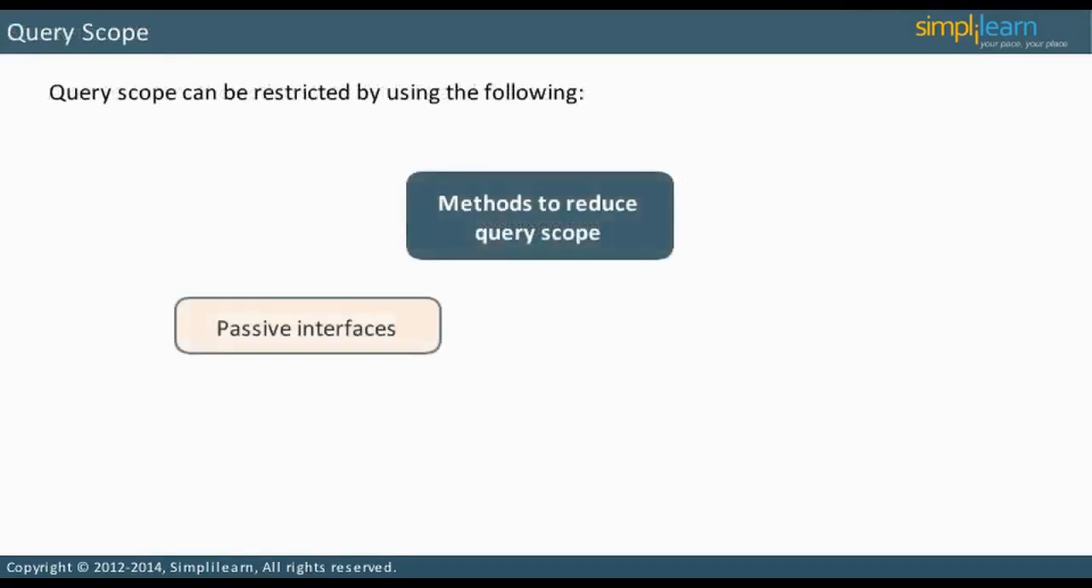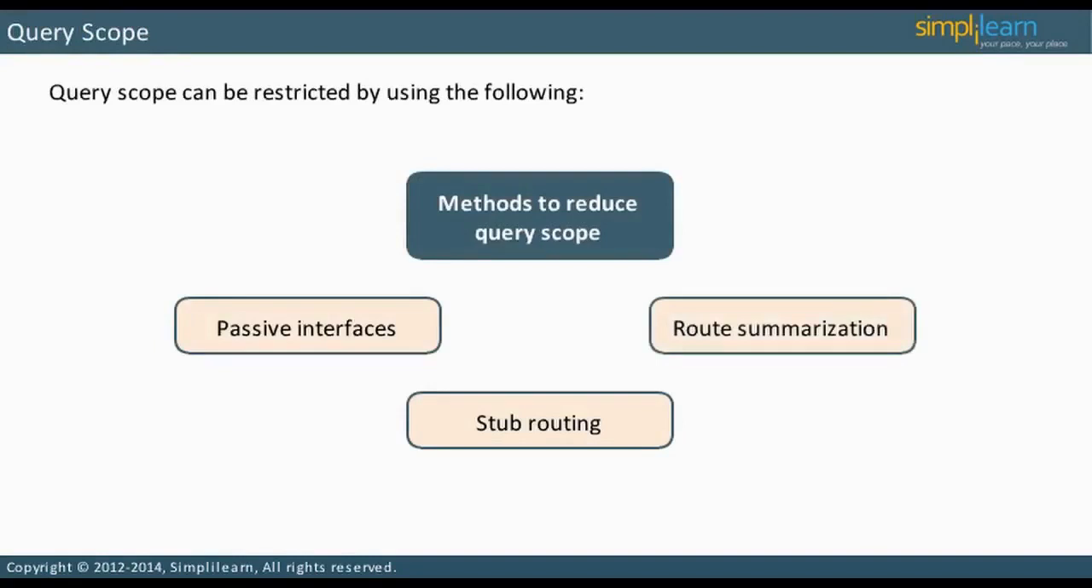To restrict query scope, use passive interfaces and stub routing. Route summarization also helps to limit query scope because a router responds to a query if it has a matching summary route, even if it does not have an exact matching route. In addition, the query stops there. It is not propagated to the router's neighbors. Now let us discuss load balancing.